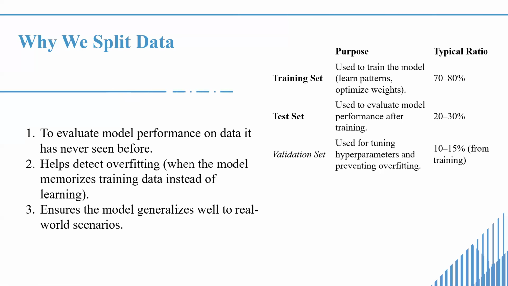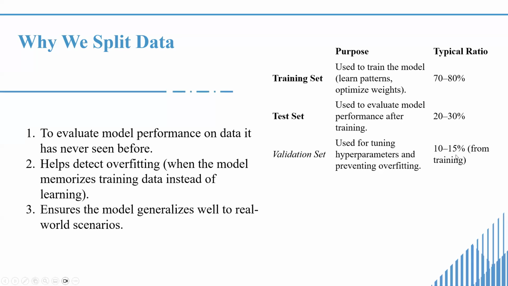So then we will split data into training, testing, and validation. In training, as you know, it is used to train the model, mostly 70 to 80% of the ratio. When you have test, 20 to 30%. After your training, you will check your model whether it's working or not.